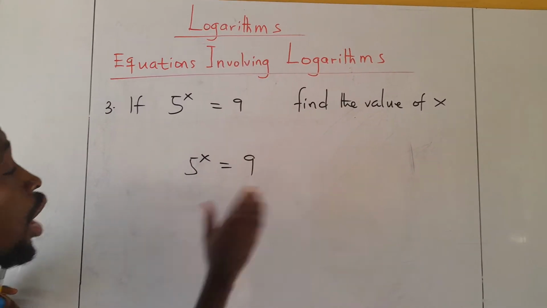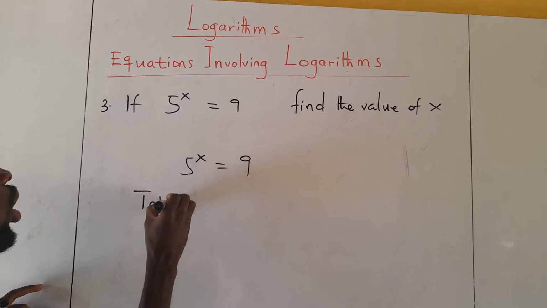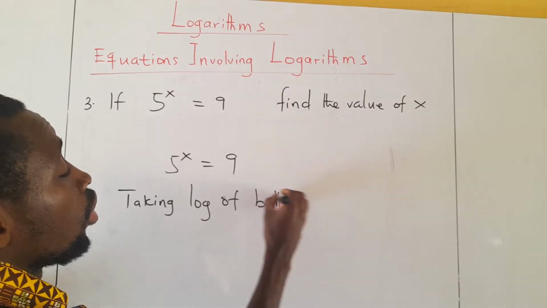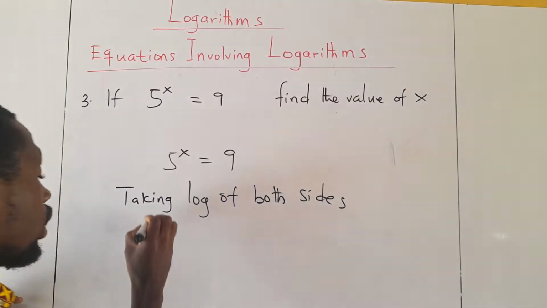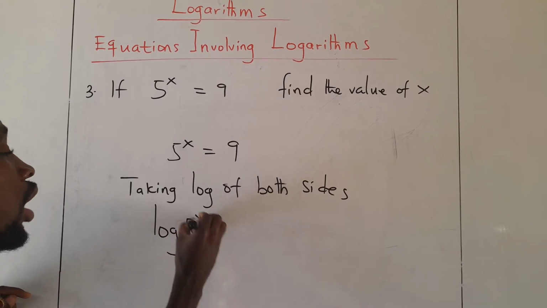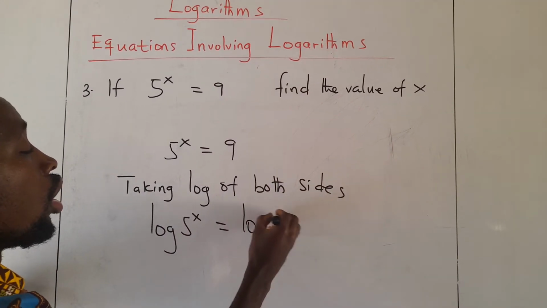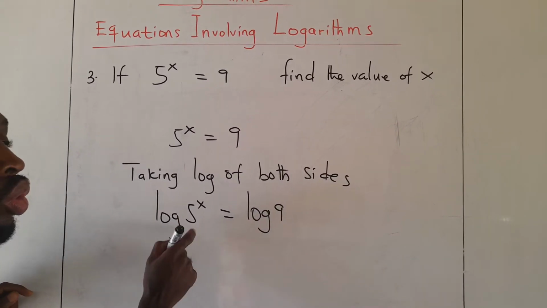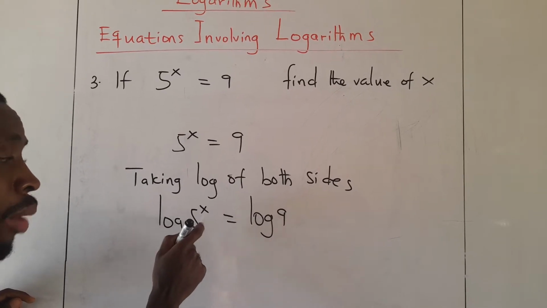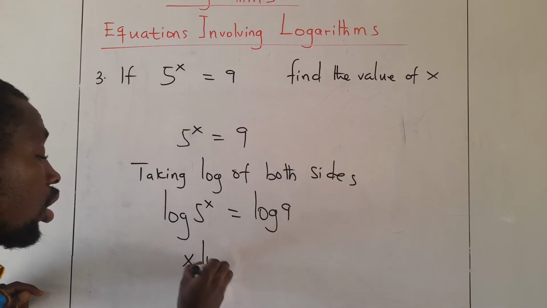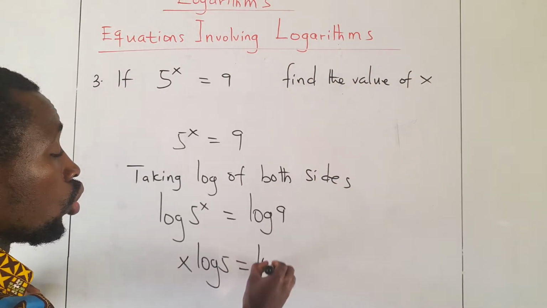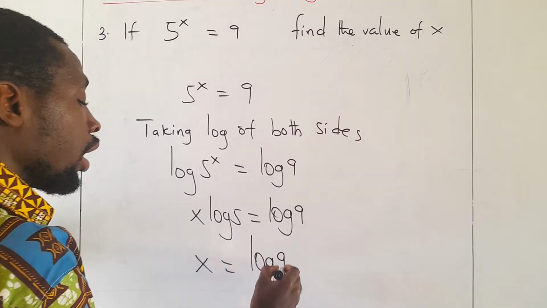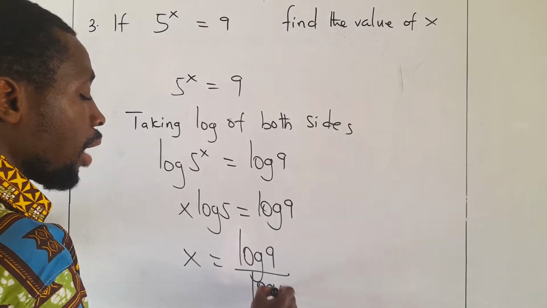How do we do it? We find the log of both sides. So taking log of both sides, we can say log 5 exponent x is equal to log 9. Remember, when a log is written without the base, it's in base 10. Now we apply the third property here. This will be x log 5 and it will be equal to log 9. Then x will be equal to log 9 over log 5, when we divide both sides by log 5.